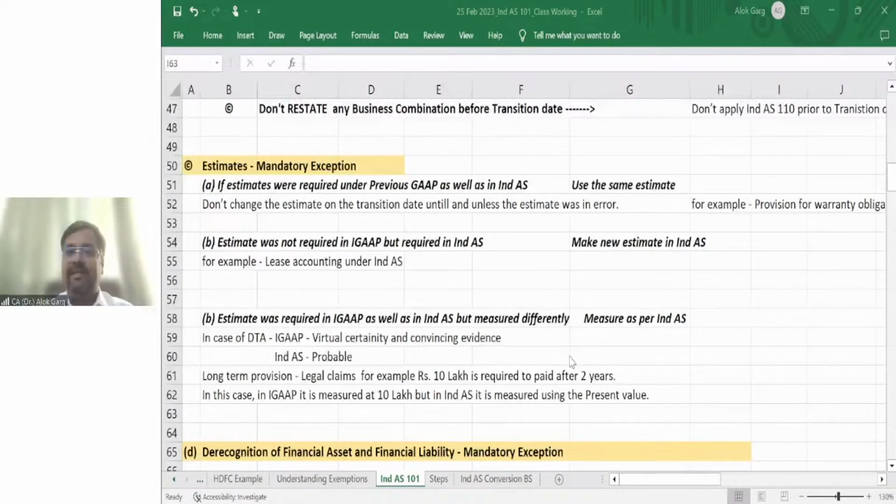DTA means deferred tax asset. Asset restoration obligation is largely aligned because this asset restoration obligation is also required to be discounted using the discount rate, right? Under AS 29 as well. I hope it is clear to all of you. Is it clear, friends?